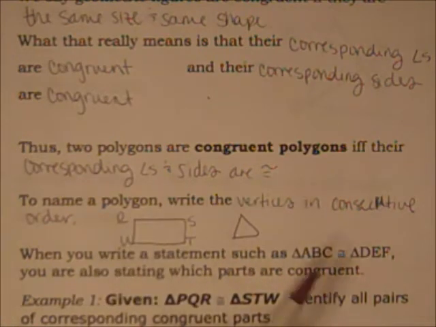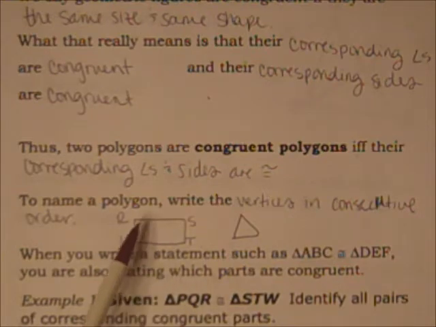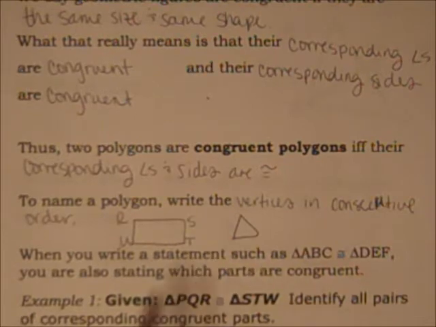So the traditional name for this would be RSTU. You can start anywhere you want, TURS. You can even go counterclockwise, TSRU. Those are all acceptable. What you can't do is jump across the figure. So I can't call this RTSU or USRT. I have to go in order, and that's the only thing you have to be careful about.